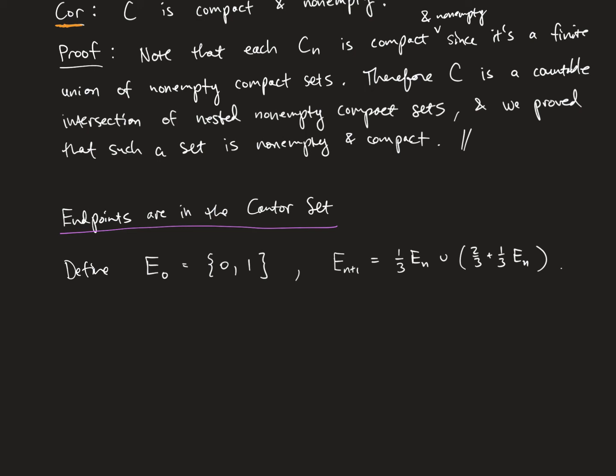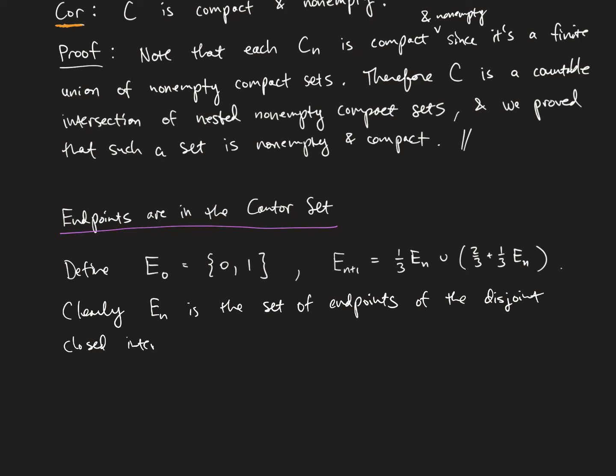So clearly En is the set of endpoints of the disjoint closed intervals which constitute Cn.